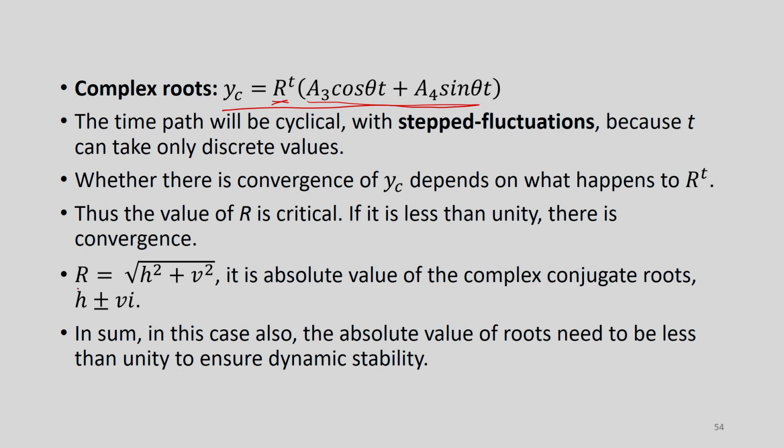But what is r? R is given by the root over h square plus v square. It is the absolute value of the complex conjugate roots h plus minus v i. So, in sum, in this case also the absolute value of the roots needs to be less than unity to ensure dynamic stability. So, there is a common thread in all these three results, that the absolute value of the roots has to be less than 1.